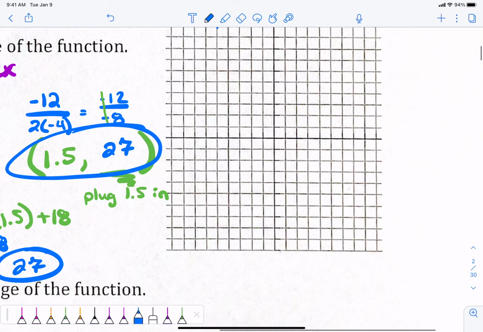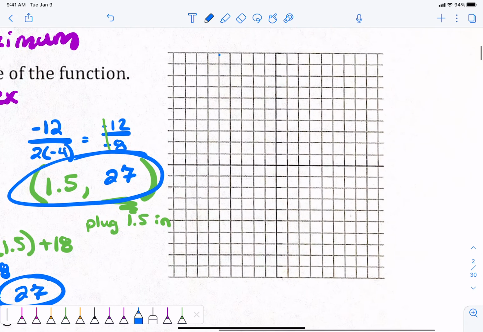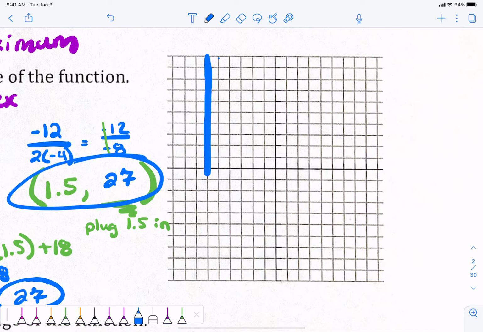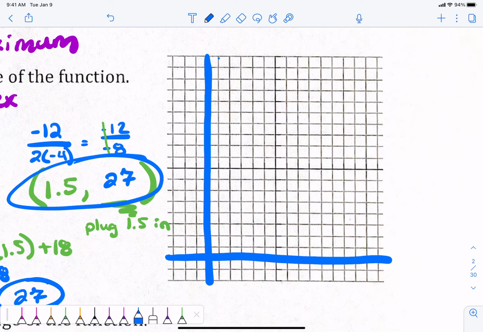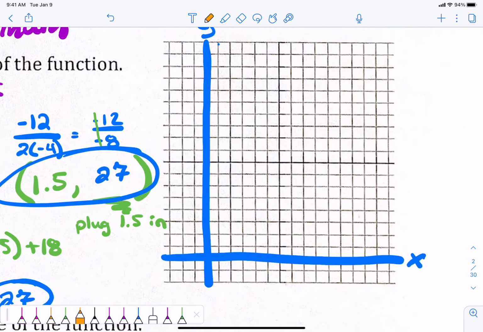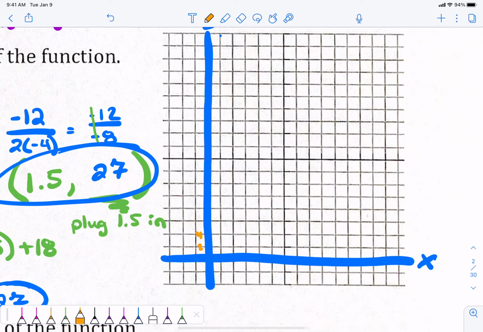Here's what I want you to do on the graph. I'm going to move the x and y axis over a little ways. It doesn't have to be in that spot, but it's like the x and y axis are over in that corner. Here's your y, here is your x. On the y's, we're going to go by 2's: 2, 4, 6, 8, 10, 12, 14, 16.